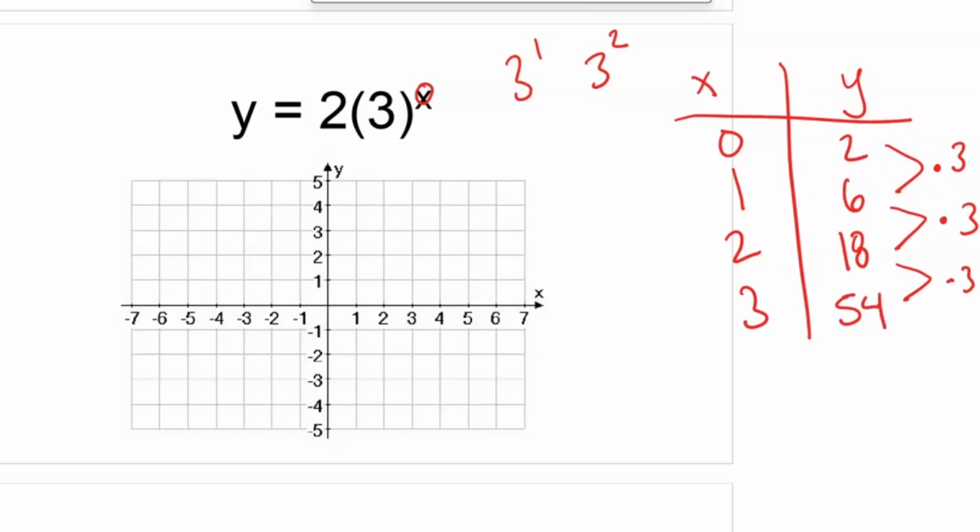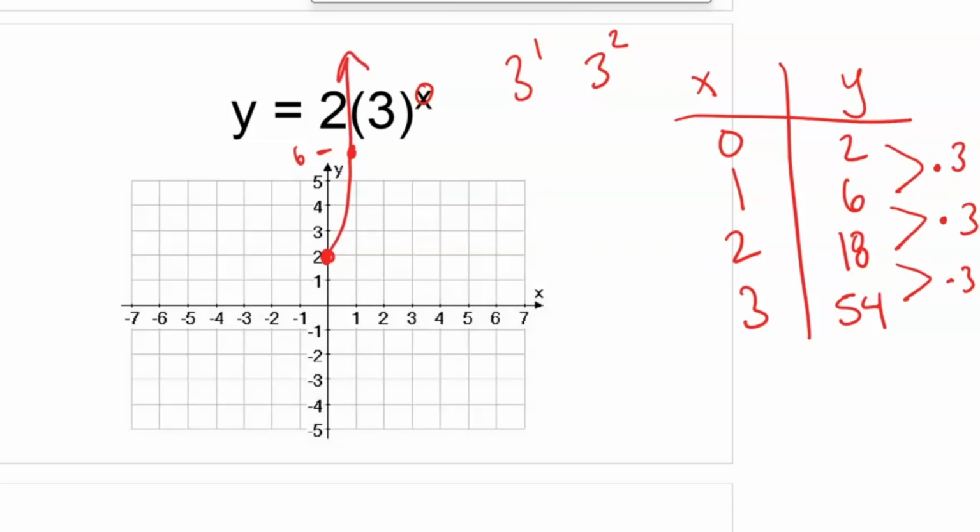Now these numbers are going to get really big really fast, and you're not going to be able to draw all of them on the graph. But just get the first couple points and you should be okay. So 0, 2, if we plot that on the graph, that would be right here. And then 1, 6. 6 is going to be up here. So over 1 up 6. So you're going to have a curve like this.